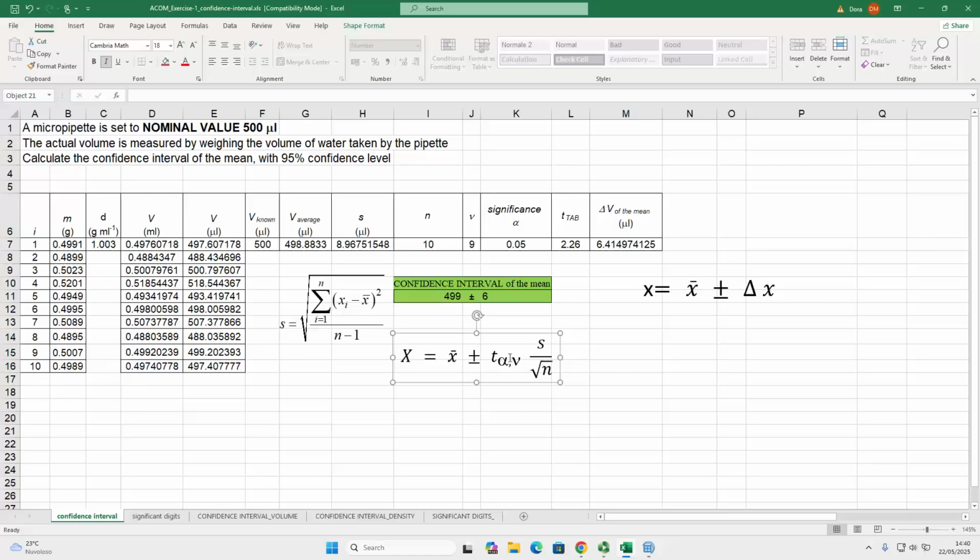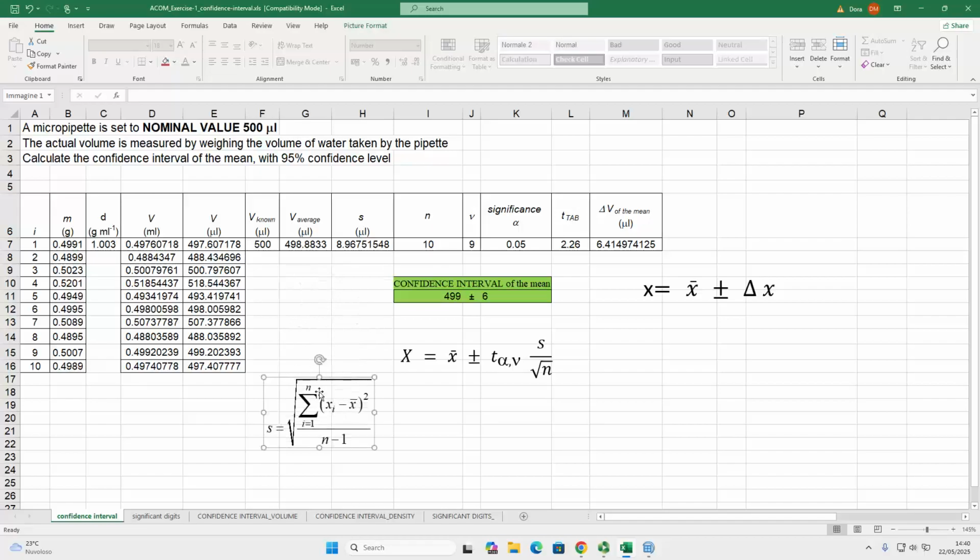We want to calculate t depending on the significance, the risk that we accept, and the degrees of freedom, that is 9 in this case, and multiply by s divided by the square root of n. And s, that is the standard deviation of the sample. Here the sample is the statistical sample. A sample containing 10 measurements.